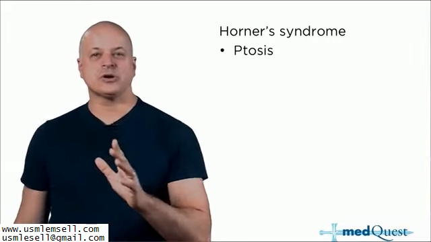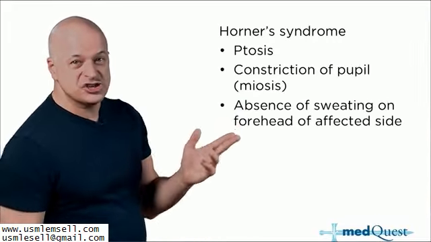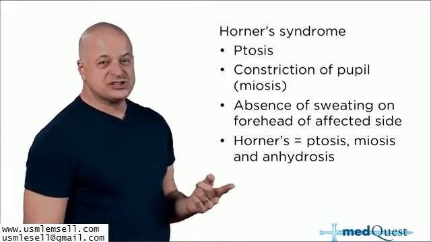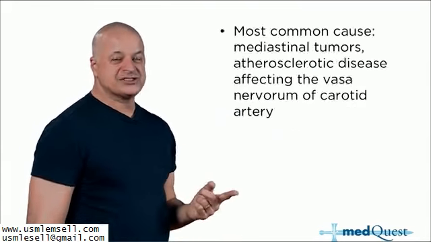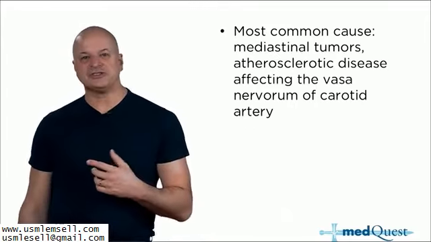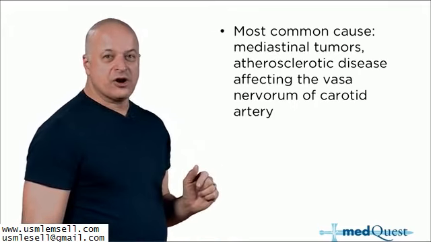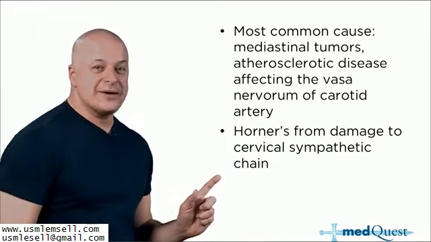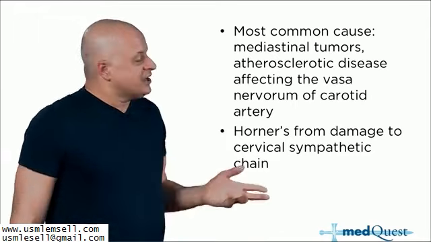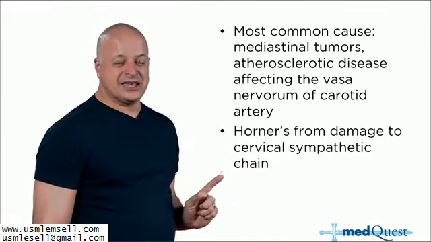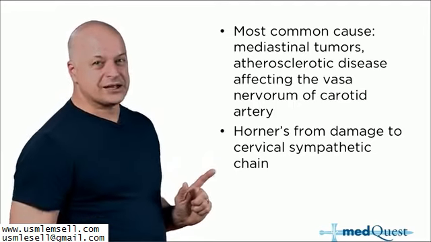Now, when you see a Horner syndrome, you see ptosis, meiosis, and anhidrosis, absence of sweating on the forehead of that affected side. These three things are from mediastinal tumors. Really, they're affecting the vasa nervorum, the blood vessels feeding the carotid artery, zapping out the blood vessels on that side so that you damage the cervical sympathetic chain. And that's the answer. Sympathetics lift the eye. Sympathetics dilate the eye. Sympathetics sweating.